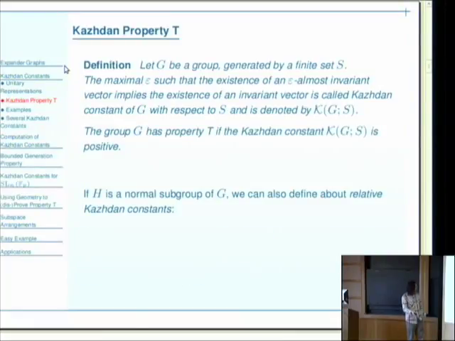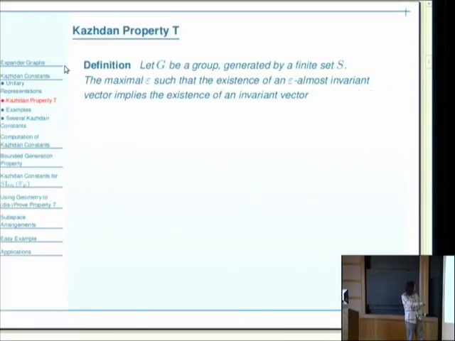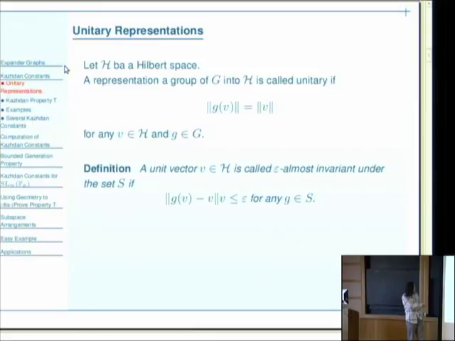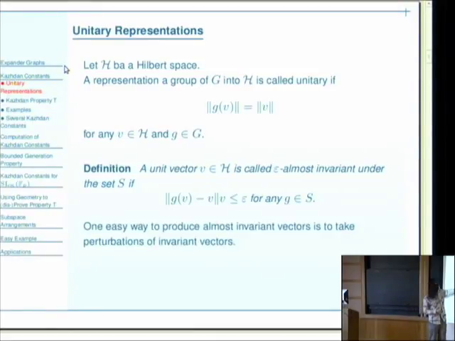Okay, an almost invariant vector is a vector such that for any generator, gv minus v is small. I don't insist this thing be true for any element in the group. If I put any element in the group, this is going to be a very strong statement which you cannot check in a reasonable amount of time.